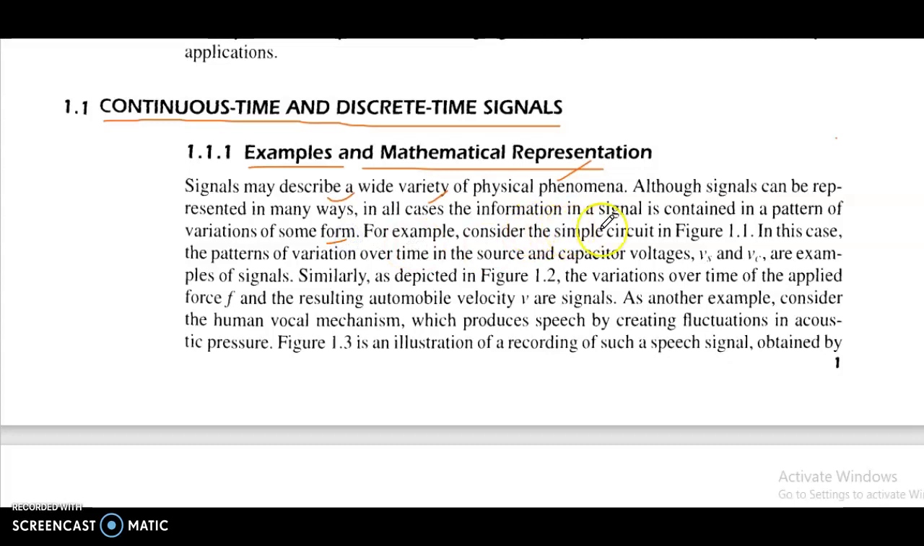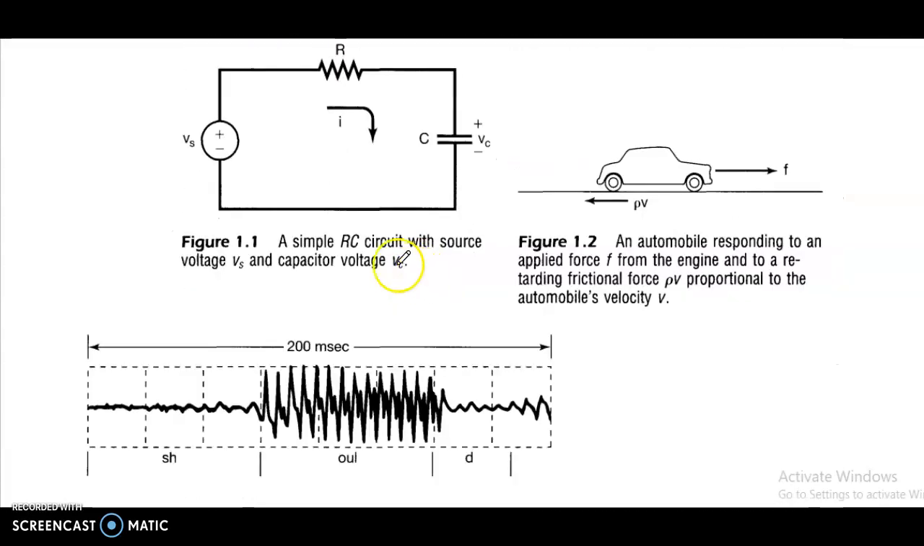For example, consider the simple circuit in figure 1.1. In this case, the pattern of variations over time, the source and the capacitor voltages Vs and Vc, are examples of signals. Here, a simple RC circuit with a source voltage Vs and capacitor voltage Vc. This is the signal.